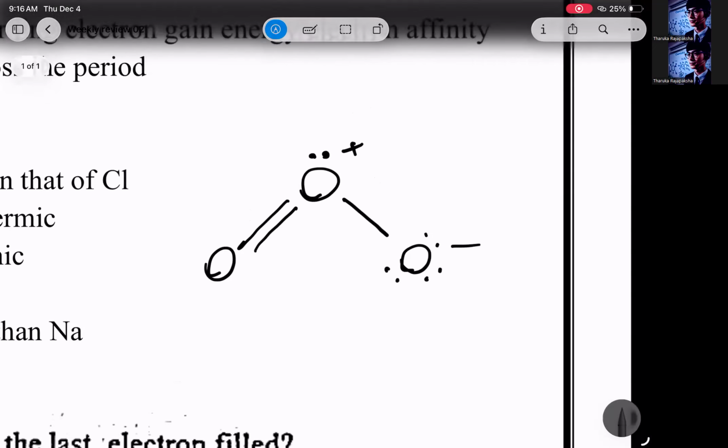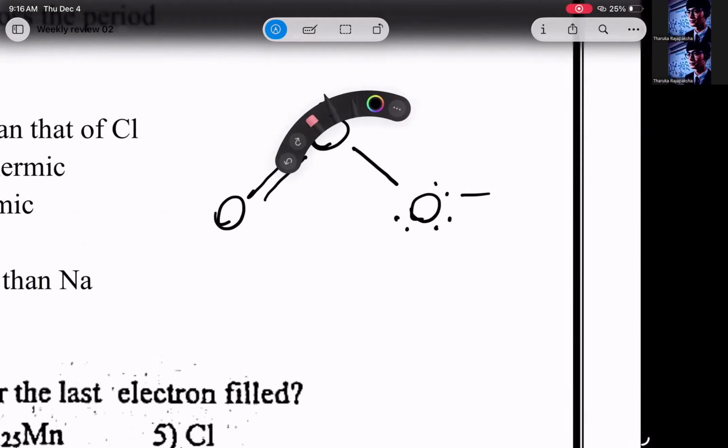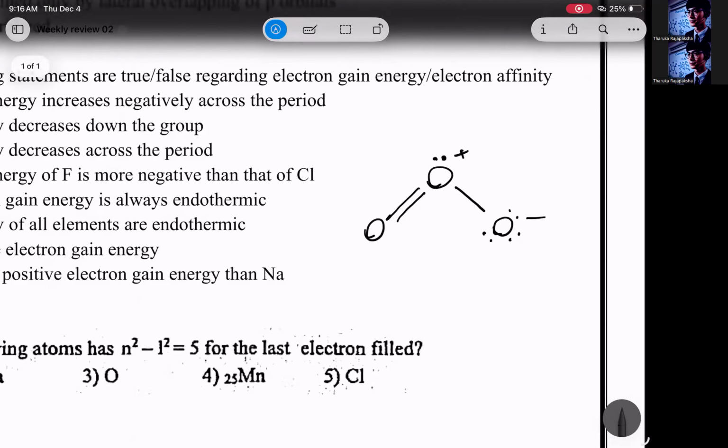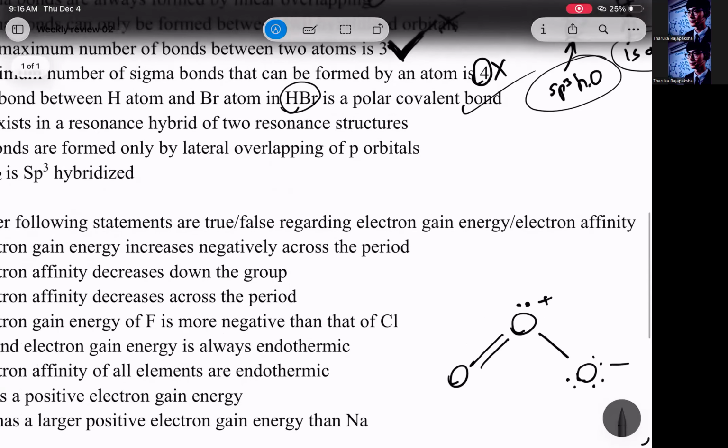There is one more. The double bond can move to here, the double bond can move to there, and it will exist in another resonance structure. So these will undergo resonance and you get a resonance hybrid. The ozone exists in a resonance hybrid of 2 resonance structures.